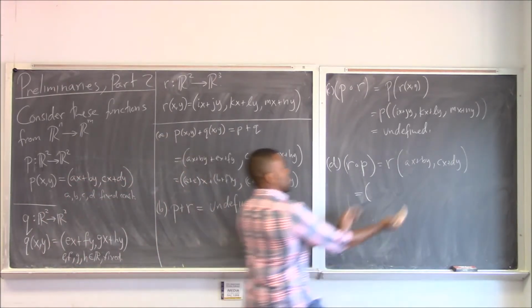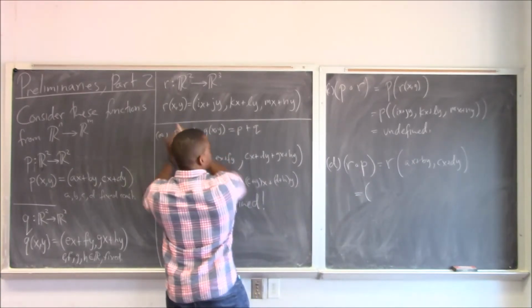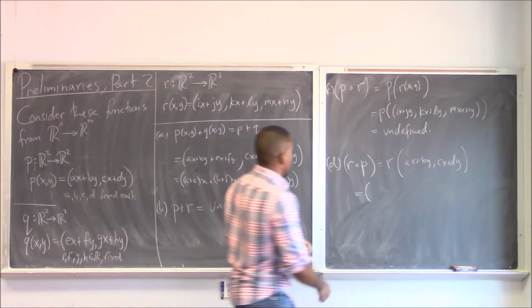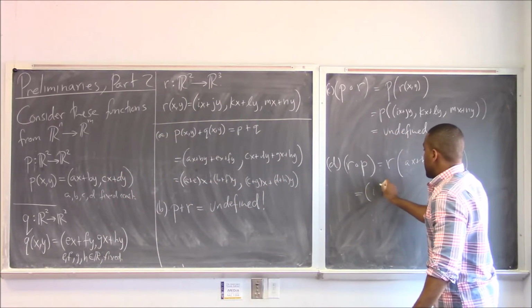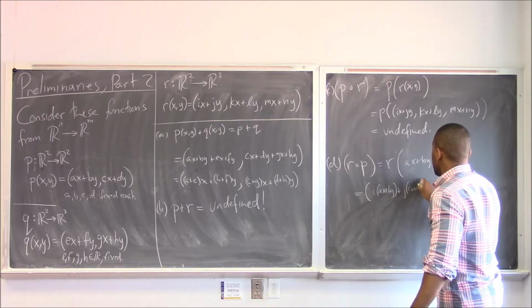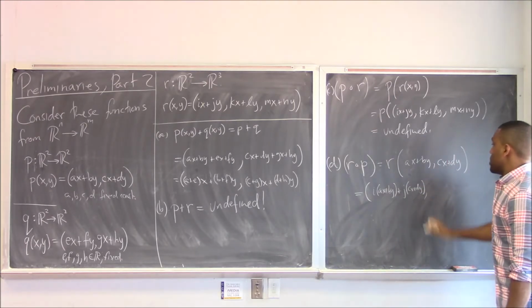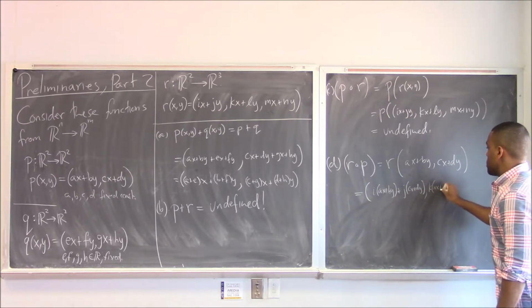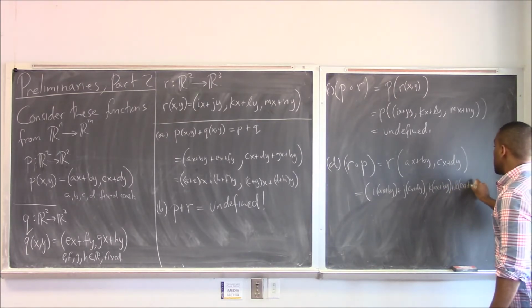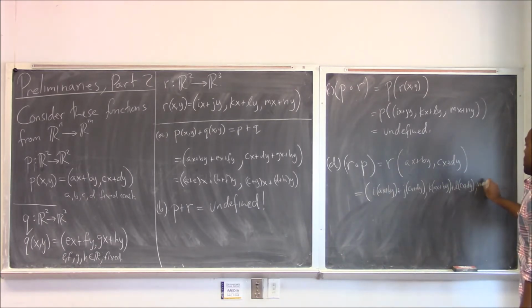In other words, I'm going to replace this entire thing with x, and this entire thing with y in the definition of my function. So I'm going to have i times (ax plus by) plus j times (cx plus dy), comma, k times (ax plus by) plus l times (cx plus dy), comma, m times (ax plus by) plus n times (cx plus dy).